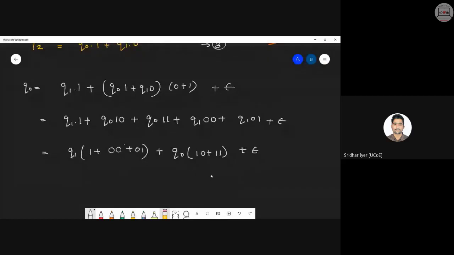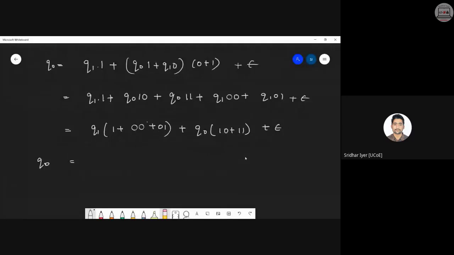So now what we can say is Q0 is nothing but epsilon plus this entire term, that is Q1 (1 plus 0 0 plus 0 1) plus Q0 (1 0 plus 1 1). Okay. What else? How to solve it ahead further?